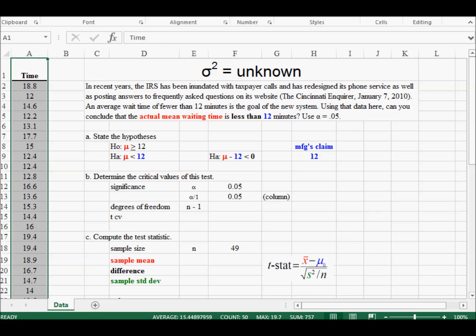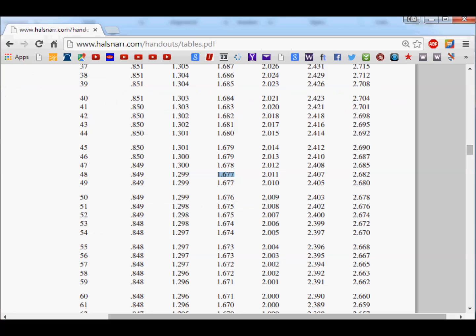The degrees of freedom are n-1. Why? Well, we're estimating sigma squared, the population variance, because we don't know the population variance. And in the sample variance, you divide by n-1, and that n-1 is the degrees of freedom. In this case, the degrees of freedom are 48, because 49 minus 1 is 48. So we're going to get the t-critical value, the value that goes in this box here, from row 48 and column 0.05 of the t-distribution.